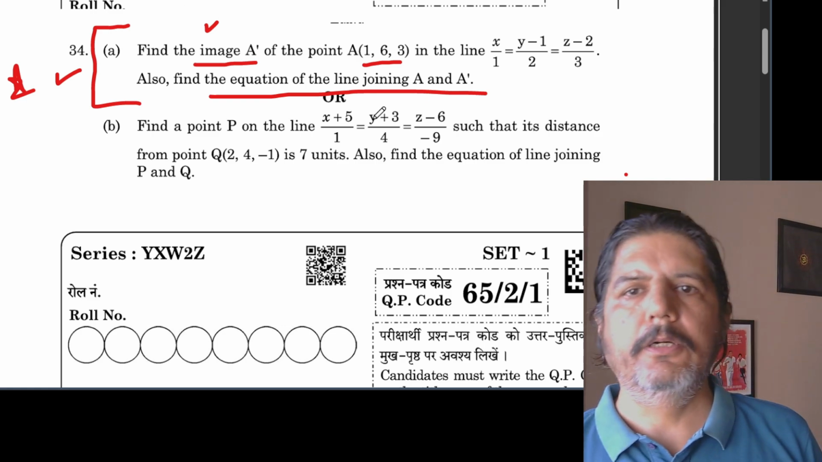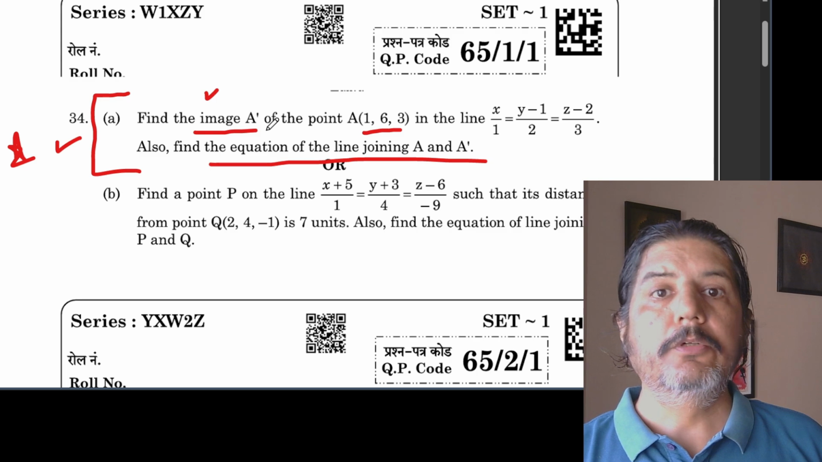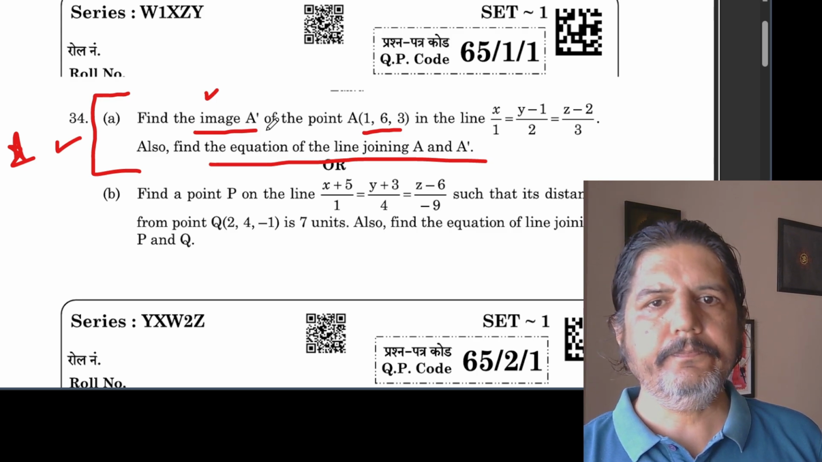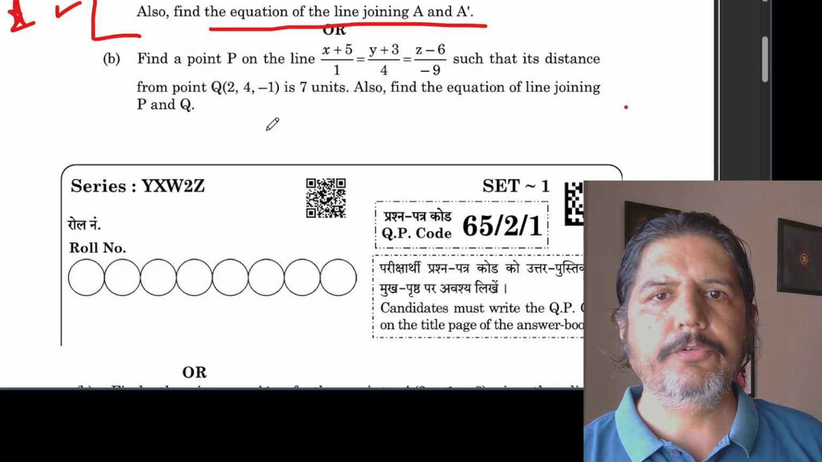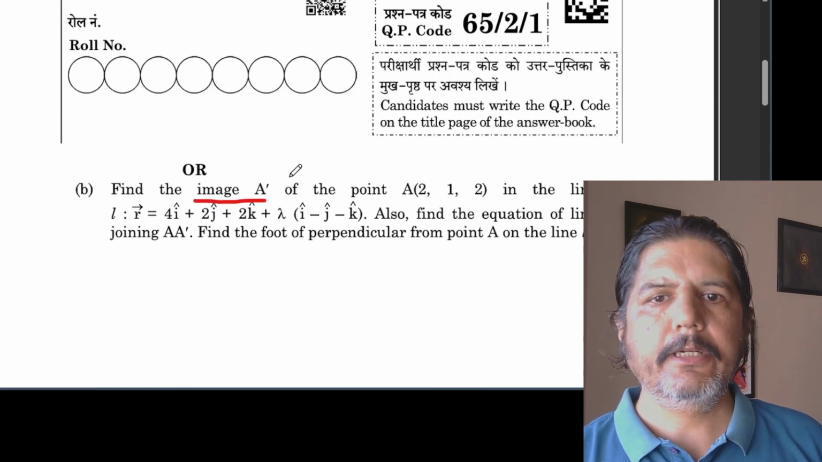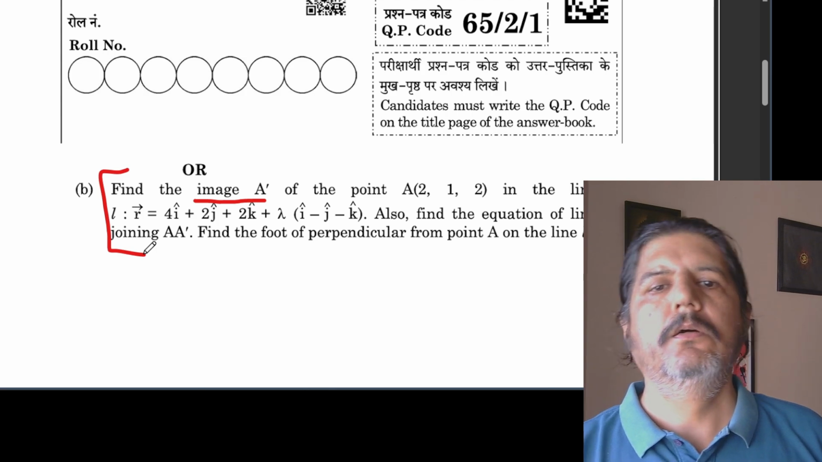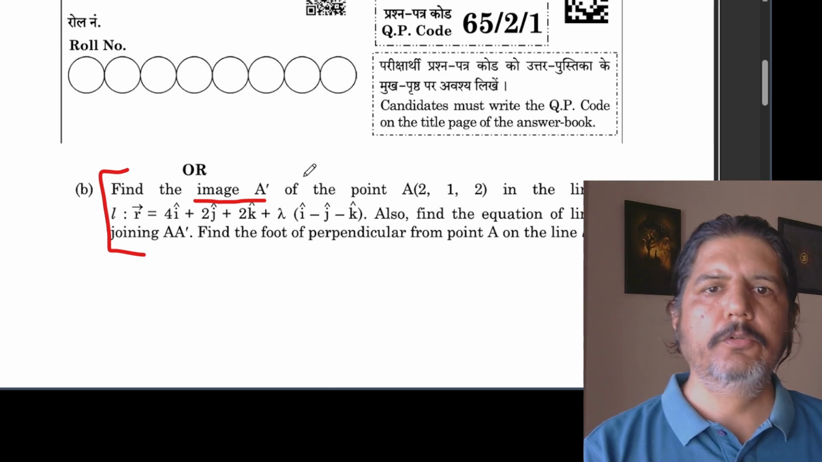So I hope you found this informative. There is another question which was asked in 2025 where the same question was asked in the form of vector notation. So we'll do this question also.